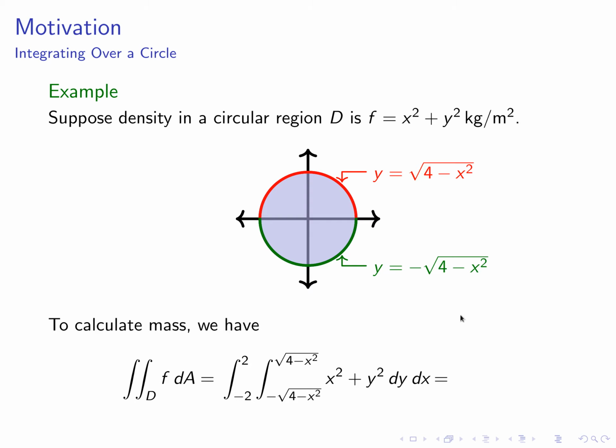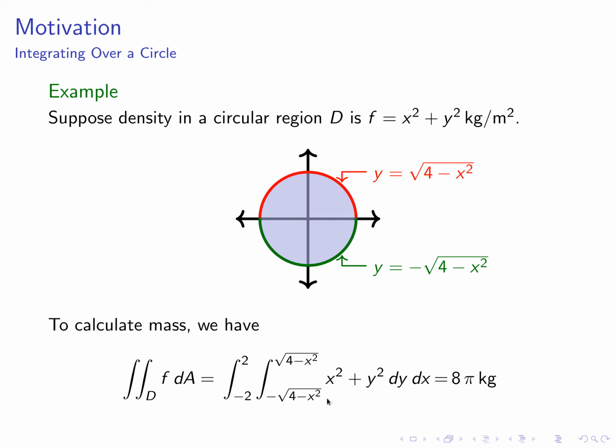If we used x slicing, we would be integrating dy dx, where the lower bound for y would be negative root 4 minus x squared, and the upper bound for y would be positive root 4 minus x squared. The x's in this region, because this is a circle with radius 2, would range from x equals negative 2 to x equals 2. So now we have a perfectly good iterated double integral, and we can do the calculus here, and we end up with an answer, and the answer happens to be 8 pi kilograms.